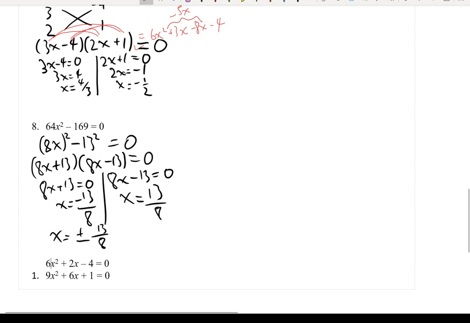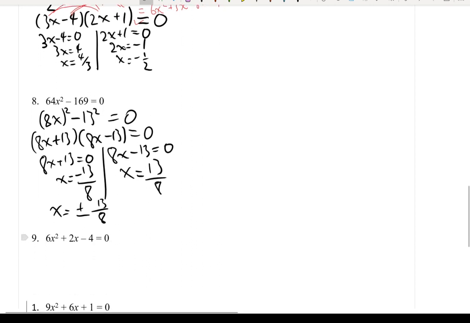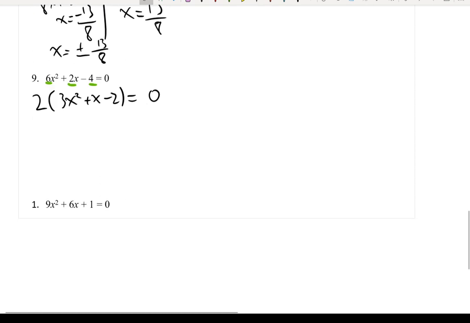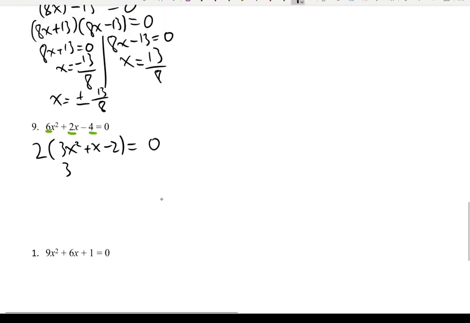And then for question 9, last two questions, we're almost there. We have 6x squared plus 2x minus 4. They are all even numbers, so always quickly check that all the numbers are even, and then you can factor that out. So 2 of 3x squared plus x minus 2 is equal to 0. And then factor out the inside. The inside factored will be 3, 1, and then we have 2 and 1.